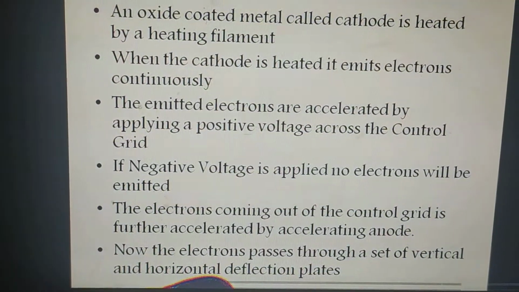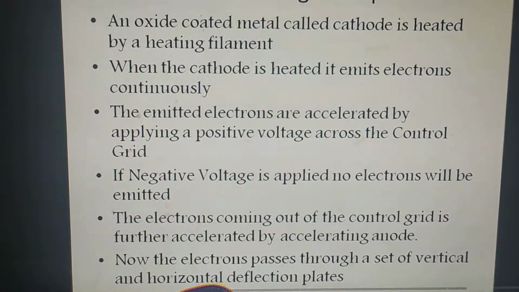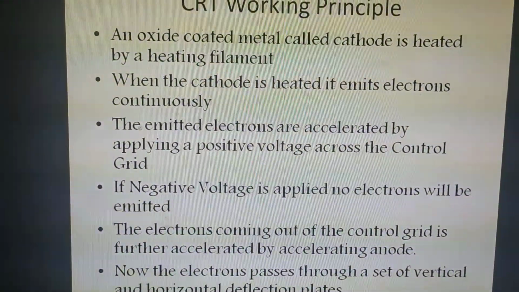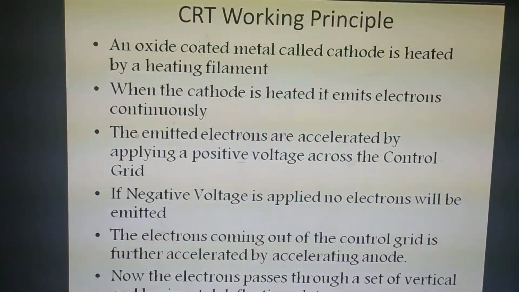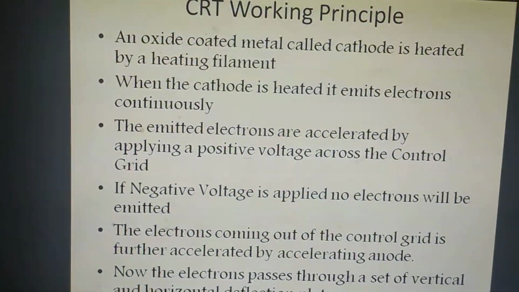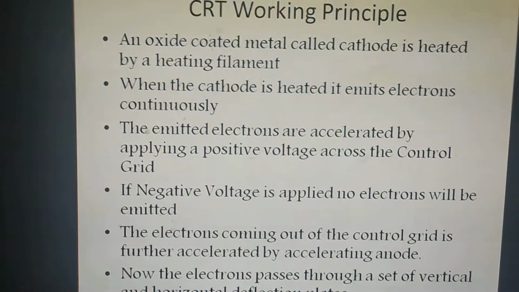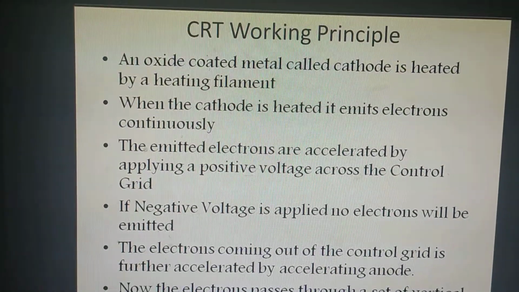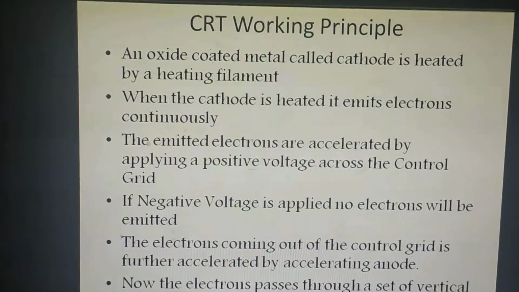The emitted electrons will be accelerated by applying a positive voltage across the control grid. As I said, when we apply a positive voltage, the number of electrons increases, and when we apply a negative voltage, then the number of electrons decreases. If a negative voltage is applied on the control grid, then no electrons will be emitted.